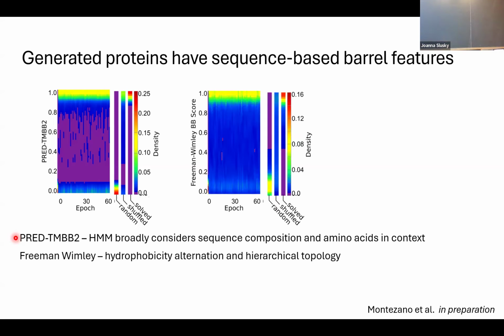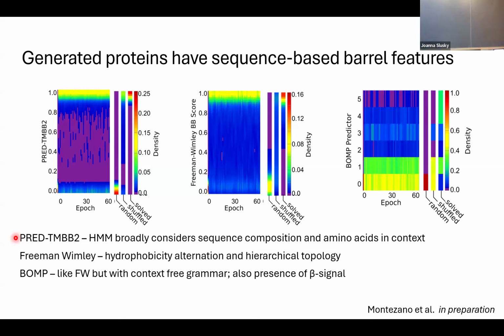If we look at this Freeman-Milner beta barrel score, the way that one works is that it's taking into account both overall amino acid distribution as well as hydrophobicity alternation. Remember I told you with the beta strands, you're going hydrophobic, hydrophilic, hydrophobic, hydrophilic. It's taking that into account where it says, okay, an average strand is about 10 amino acids, and you probably get a loop that's about 5 amino acids, and another strand is 10 amino acids. So it's getting that hierarchical topology that way. So now you don't see the same density in the shuffled, but it's still scoring our generated designs fairly well.